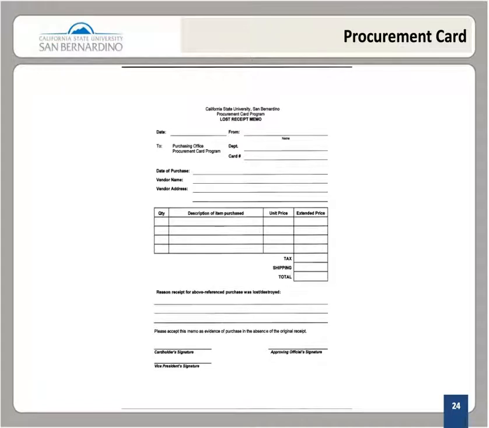It would need to be filled out if for any reason you lost a receipt. This memo will be filled out showing who the vendor is, what the items are, and the total amount. It must be signed by the approving official as well as your vice president.